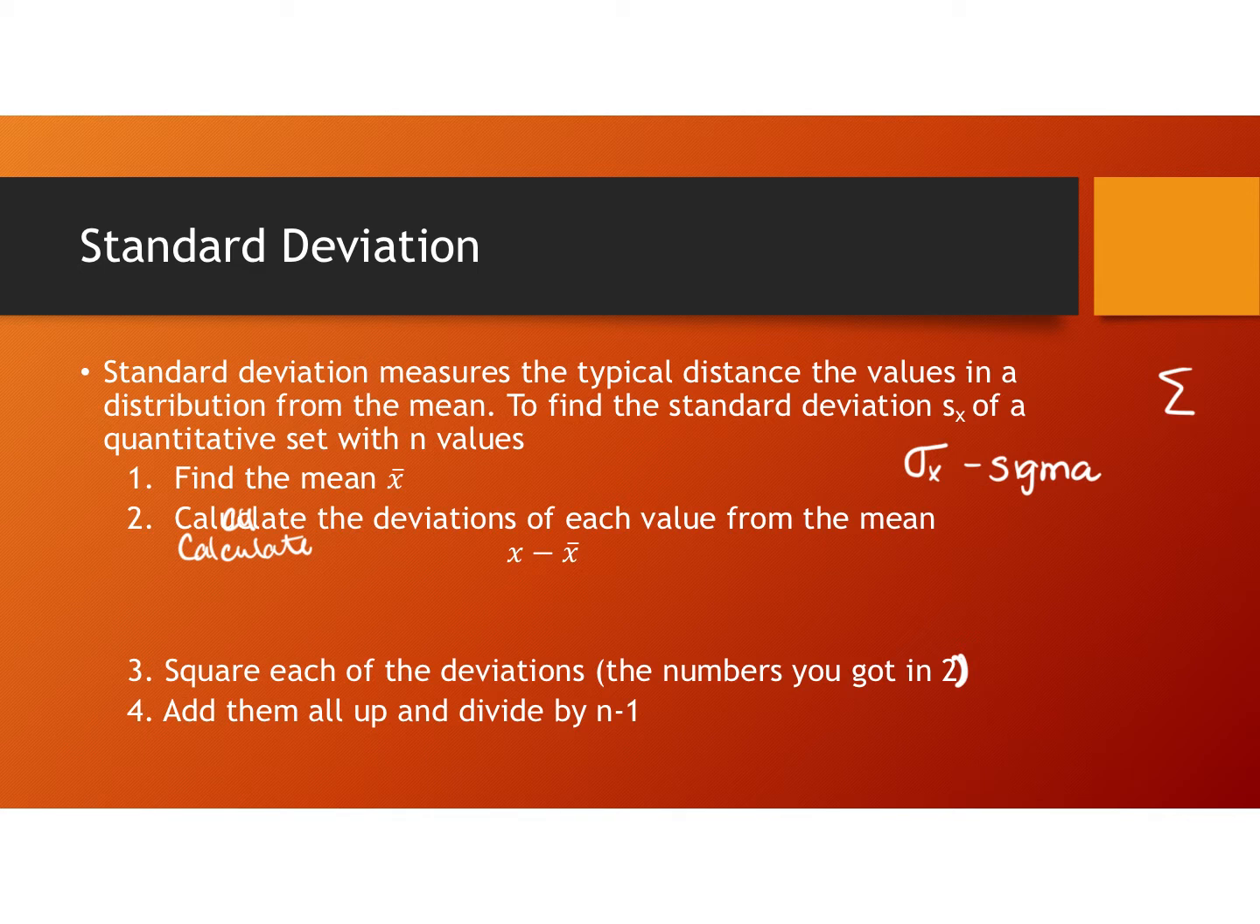Then we're going to square those deviations, because if I added up all the deviations, I would get 0, because the mean is the middle, the center. So I have to square them to make those negative ones positive, and then I'll add them up and divide by n minus 1. And then we take the square root.